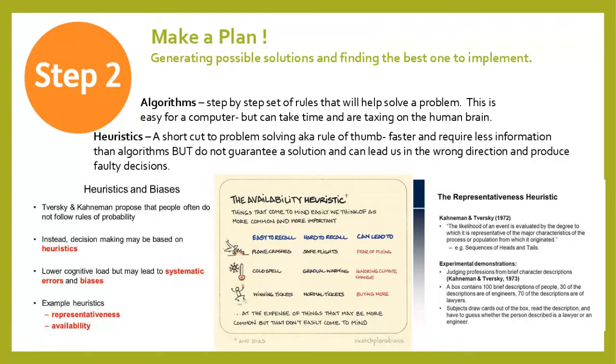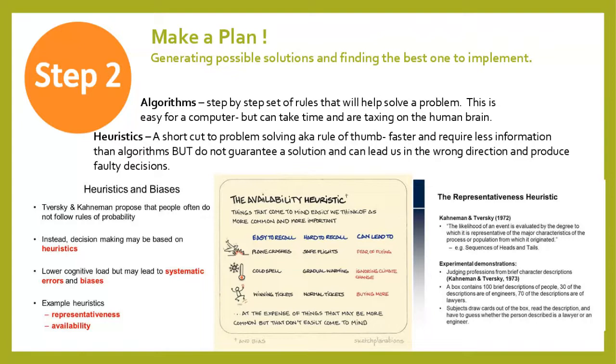As people, we tend to take a shortcut to problem solving. We use something called heuristics. Heuristics are very interesting. And that basically means it's a rule of thumb. It's a faster process, it requires less information than algorithms, but doesn't guarantee a solution, and it can lead us in the wrong direction and produce faulty decisions. So heuristics is a way in our mind of short-circuiting a problem using a rule of thumb, but it can lead to the wrong decisions.